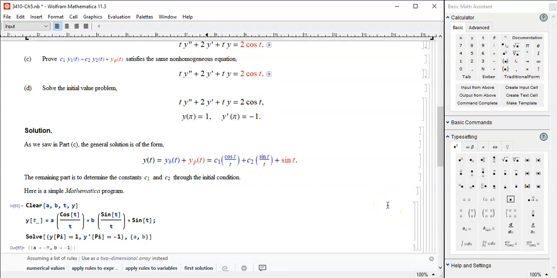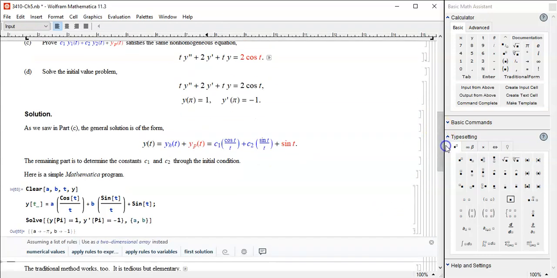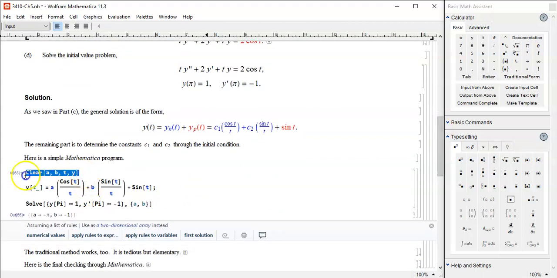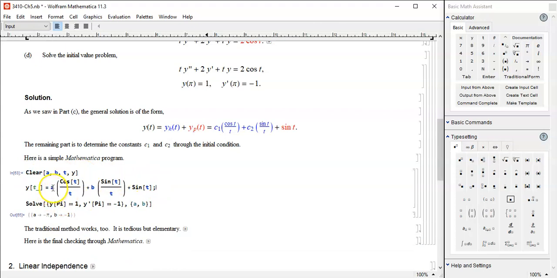You can use Mathematica to do that. Here I use a bit more advanced program. Clear the variables and define y as, instead of c1 and c2, I use a and b: a times cosine of t over t, b times sine of t over t, plus sine of t, that is, a y1, b y2 plus yp. Then set up a system of linear equations: y of pi is 0, y prime of pi is -1, and solve. We get a is negative pi and b is -1, and we have the final solution there.